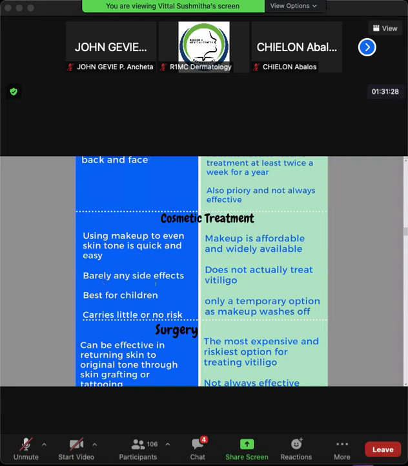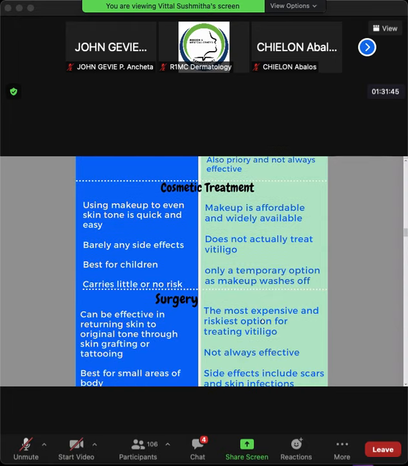It has rarely any side effects, is best for children, and carries little or no risk. But makeup, while affordable and widely available, does not actually treat the vitiligo. It is only a temporary option as makeup washes off.